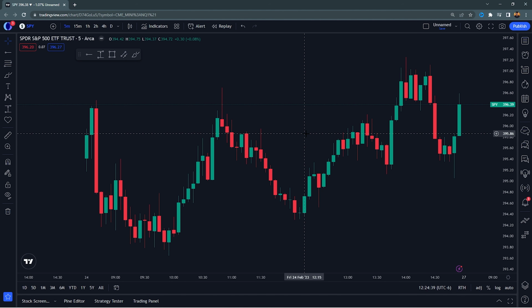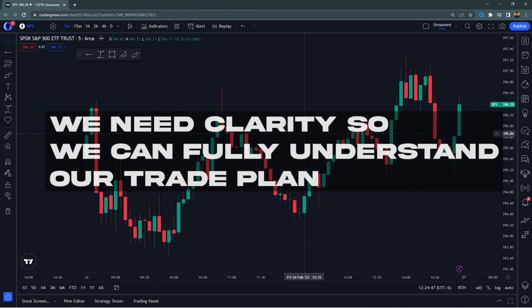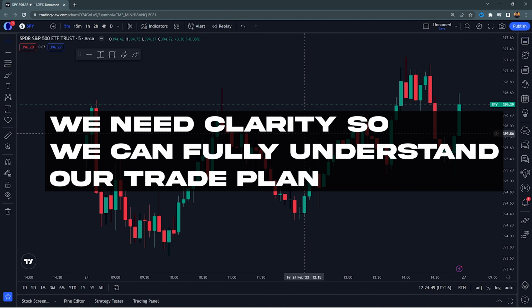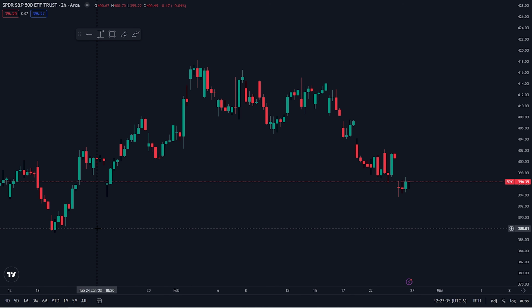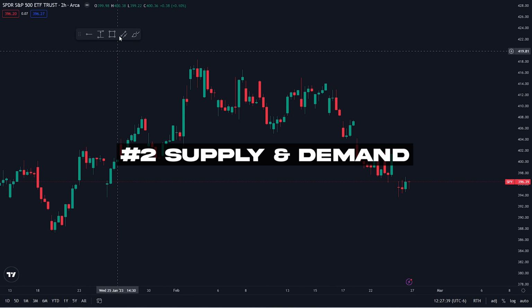We need to make sure our chart is crystal clear so we can move into step number 2, which is going to change and revolutionize the way that you look at your charts. Because if it's not clean, if it's not clear to where you're getting in, to where you're getting out, then do you really have a strategy, or do you have something that you are assuming is the right direction? After we've cleaned our chart up, now it's time to move into tip number 2, supply and demand.